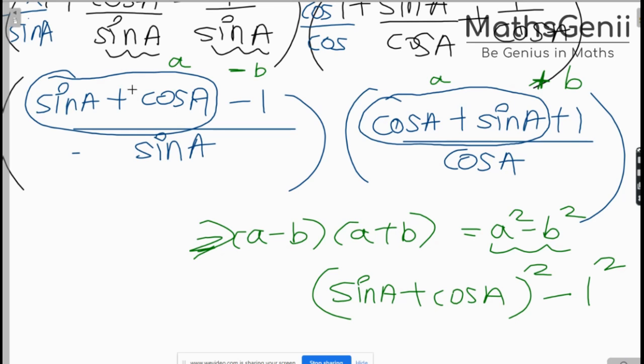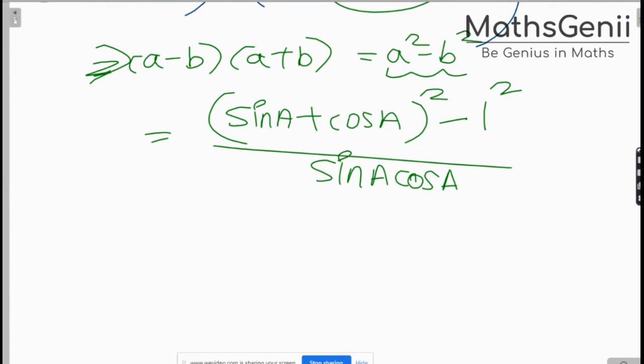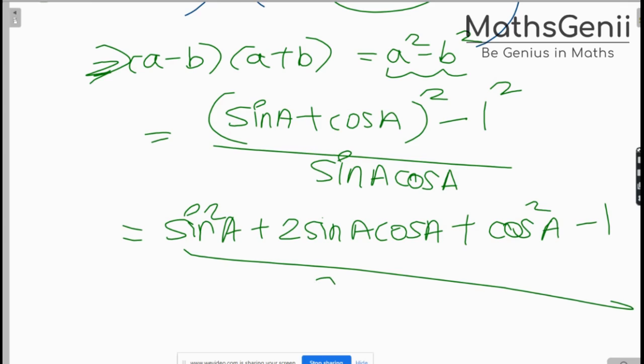So I have applied the formula a minus b into a plus b is equal to a square minus b square. So this is in the form a minus b into a plus b. In place of a minus b into a plus b, I have written a square minus b square upon sine a into cos a. Now expand it. A square, plus the a plus b whole square formula, a square plus 2ab plus b square, minus 1, upon sine a cos a.